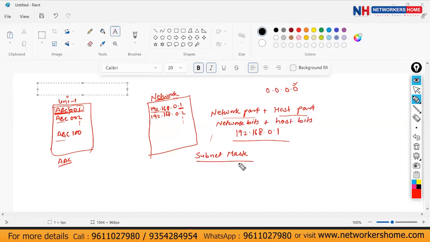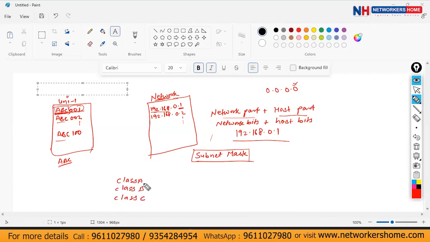Okay, so how do we know which part is the network and which part is the host? We will know with the help of the subnet mask. This subnet mask is going to decide which part is the network and which part is the host. Now we use only three classes for assignment purposes. Those classes are class A, class B, and class C.